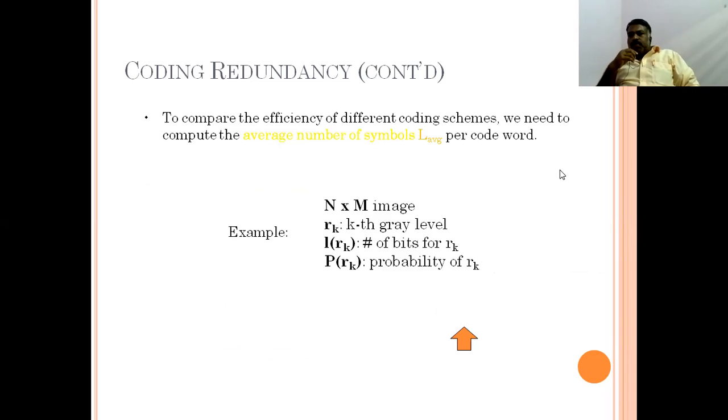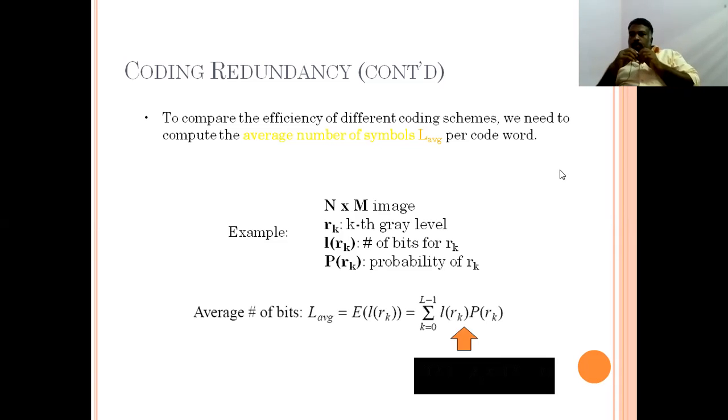Example, an n cross n image. The image is represented in matrix format, n cross n, number of rows and number of columns. Rk, where k is the gray level, and P is the probability. The average number of symbols, the number of bits, should be calculated using this formula.